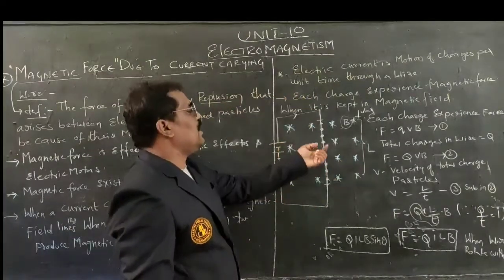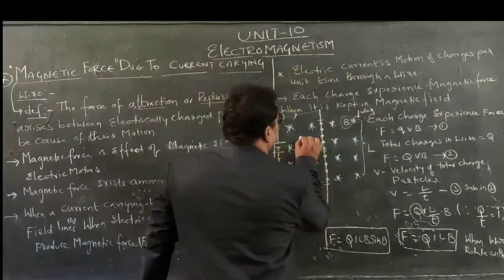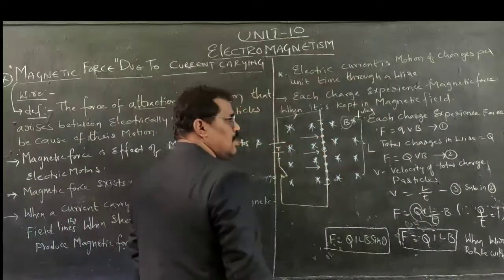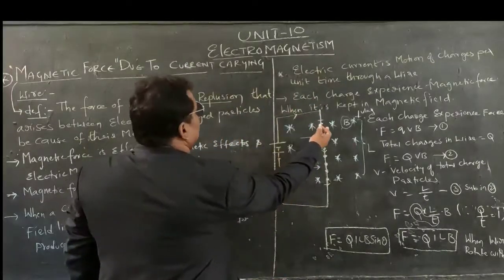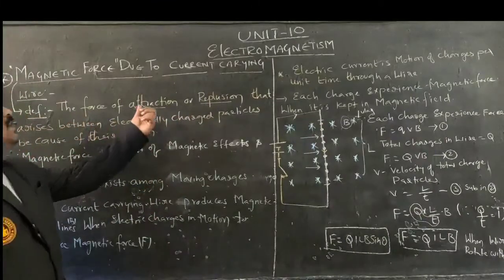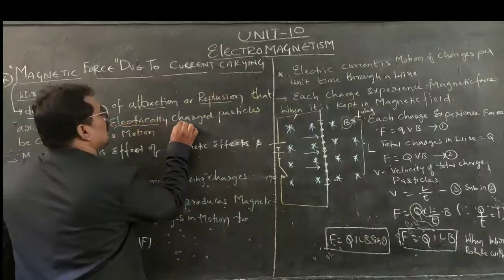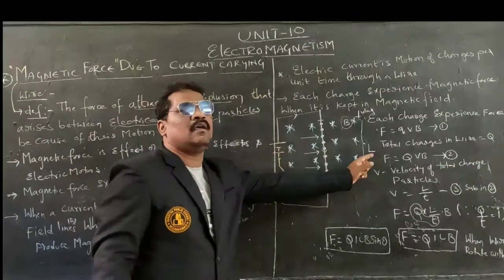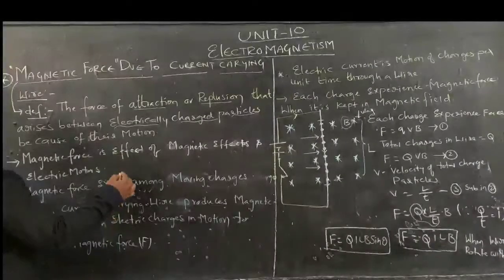A force is experienced when I place that particular wire in an external magnetic field. The magnetic field acting upon this wire is exactly perpendicular. As this magnetic field acts exactly perpendicular on the wire, it experiences a force. That force is nothing but either the force of attraction or repulsion which arises between electrically charged particles, allowing the charged particles to attain motion. That is nothing but magnetic force.